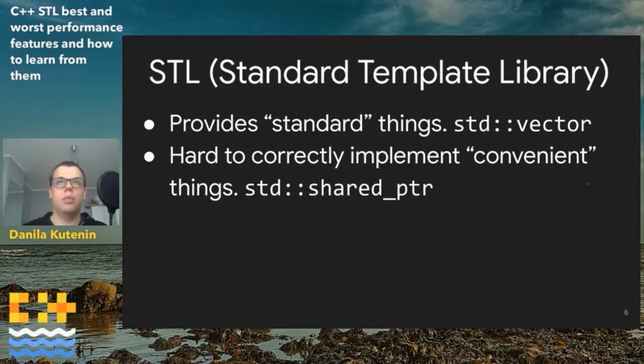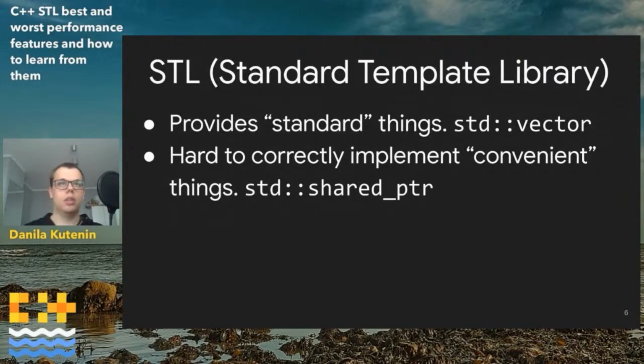So what is STL? STL is the standard template library. Everybody who wrote at least several programs in C++ should know that. C++ provides some standard things. So why does it exist? It exists because it should provide some standard things which are very convenient to use. And for example, it provides some complex types that are very hard to implement by yourself.